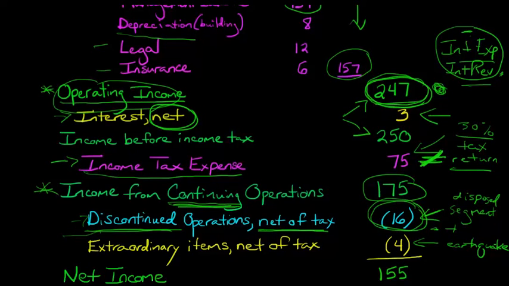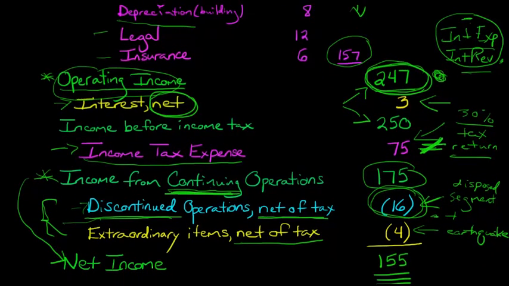We'll have another video explaining what extraordinary items are, and they're typically presented net of tax as well, just like discontinued operations. Now, bear in mind, not every firm is going to have these things. If the firm doesn't have them, then instead of income from continuing operations, it would just skip right down to net income. But in any case, whether you have these things here or not, you eventually get to net income.